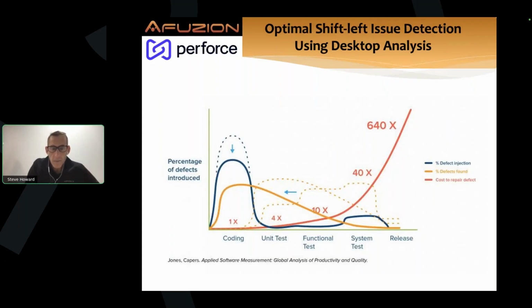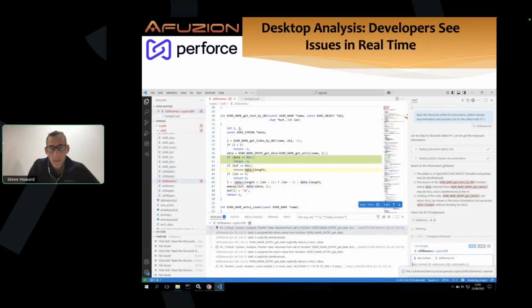It saves us a lot of time in testing downstream, and it saves us a lot of rework, which of course then causes more testing. And this is what that would look like. This is an example of our desktop analysis scans running inside Visual Studio Code, detecting issues.